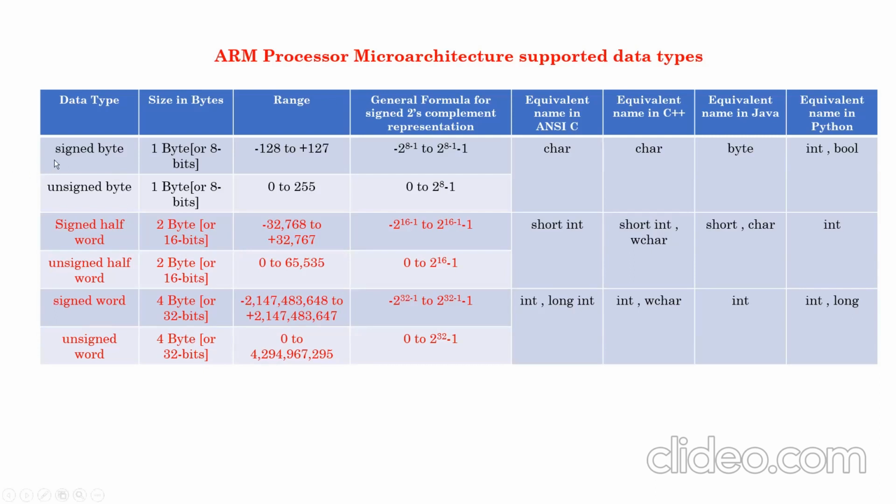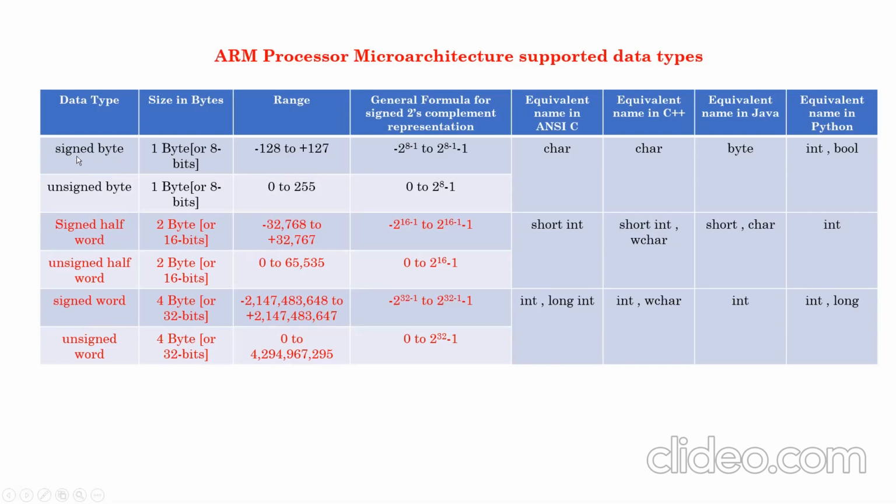Accordingly, we have signed byte, unsigned byte, signed half word, unsigned half word, signed word, and unsigned word. Here we are representing the size of each of these data types. Byte means 8 bits, half word means 16 bits, word means 32 bits. Based upon the format specifier, the range of data will vary for each of these data types.